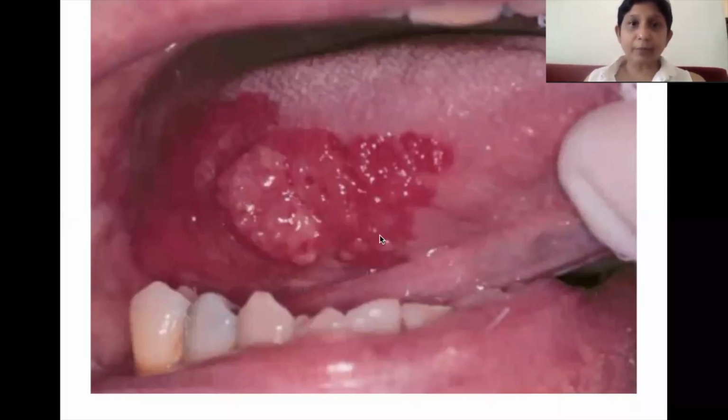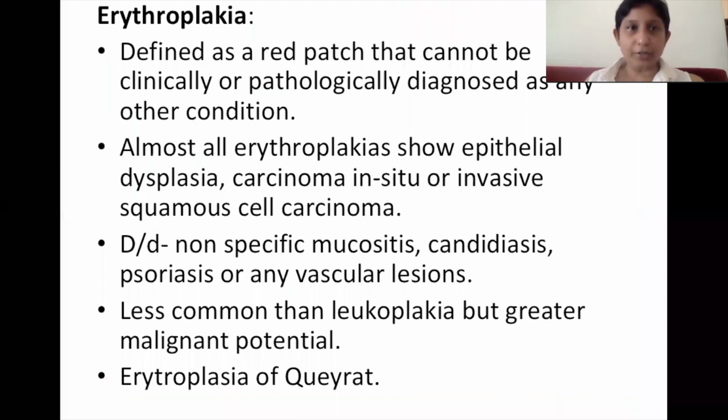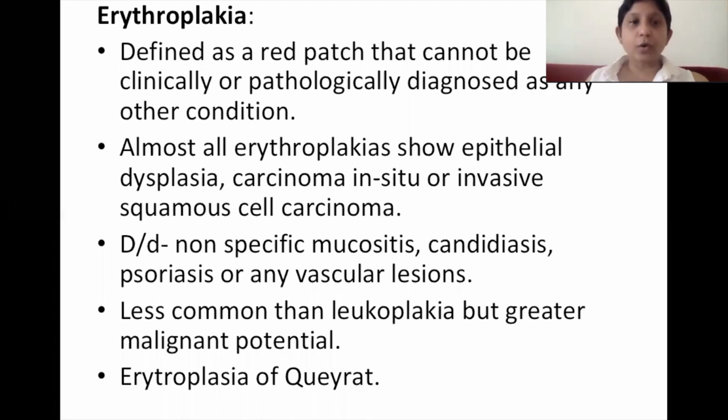Now, let's come to what it is. It is defined as a red patch that cannot be clinically or pathologically diagnosed as any other condition. So, if it was a white patch which was similar, then you would have called it a leukoplakia. There are lesions called erythroleukoplakias, where you find white areas along with red areas. All right. So they are called erythroleukoplakias, or speckled leukoplakias. Fine.